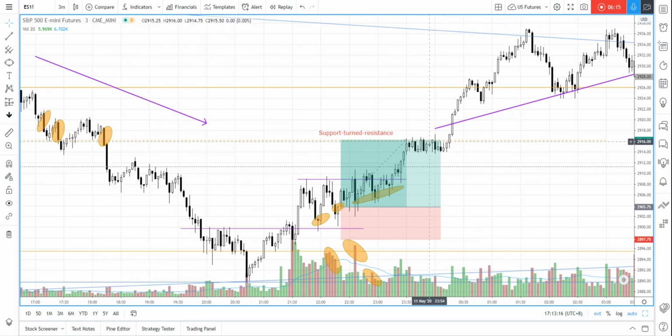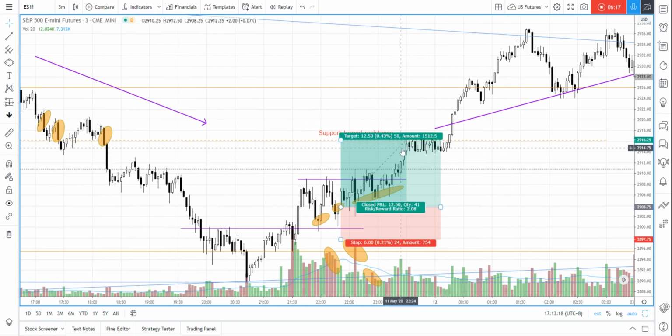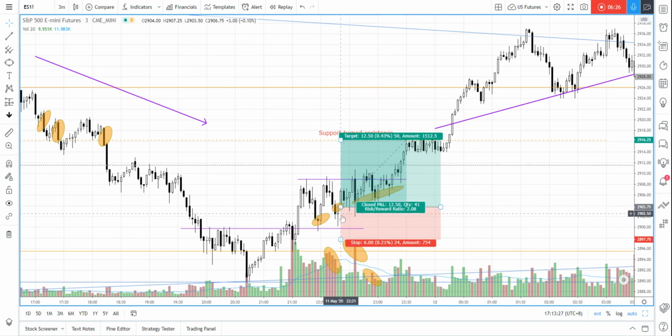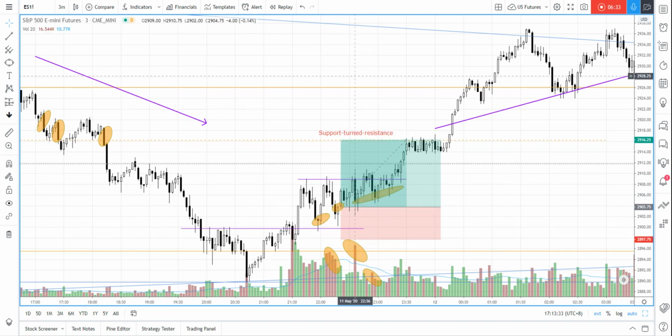So this is one of the good examples. You can see that the support level actually turned into resistance. So I think this is quite a nice entry. If you didn't take it here, then probably the next entry is after this reaction.